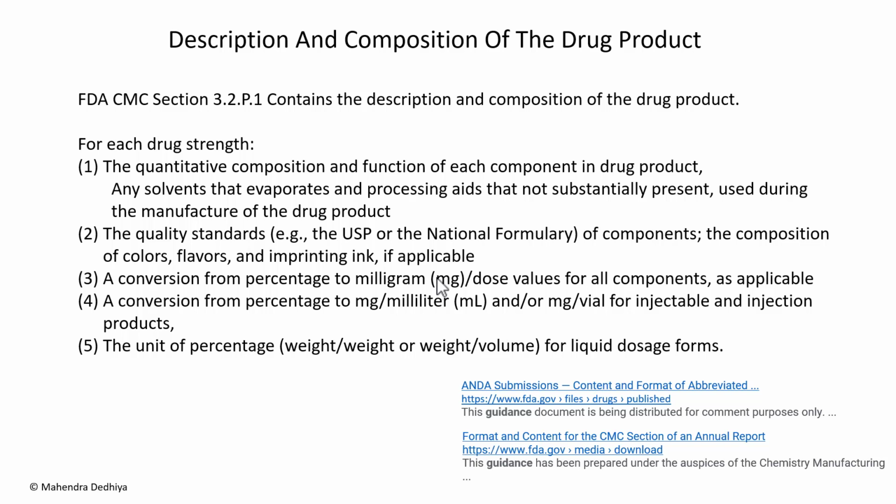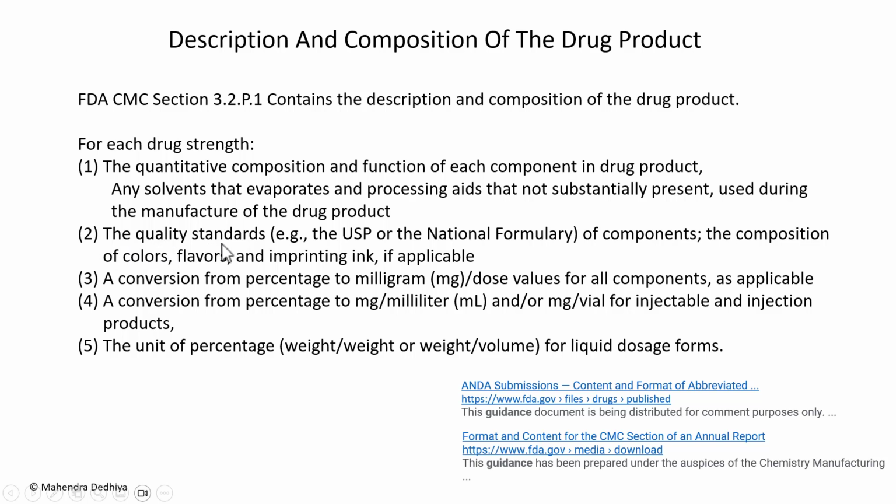The description and composition of drug product. This applies to pharmaceutical drug products, and the FDA guidance on the CMC chemistry section requires a description and a composition of the drug product. Drug strength could be in multiple strengths such as 5 mg, 10 mg. For each strength, the quantitative composition and function of each component in the drug product has to be stated. Any solvent that evaporates and processing aids that are not substantially present, for example, solvents that are used to solubilize and are not present in substantial amount, still have to be stated in the drug product.